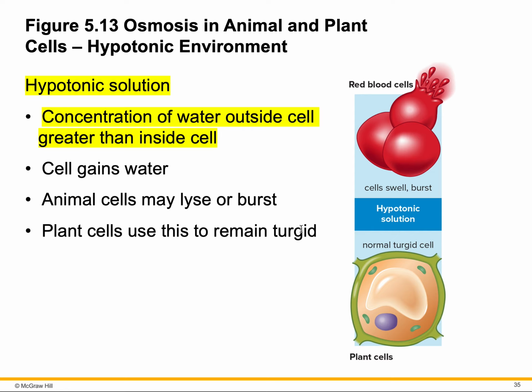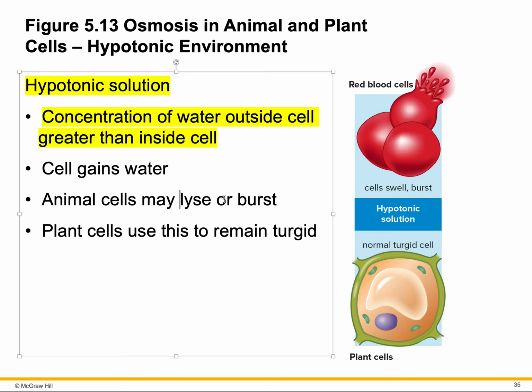Hypotonic means that there's more water. It says the concentration of water outside of the cell is greater than inside. So when there's too much water coming inside, the cell is going to get really, really big. A plant cell will not burst because it has the cell wall to protect it. But an animal cell, like a red blood cell, does not have a cell wall, and it has the potential to burst. The other word is lyse. So it may lyse or burst if it's in a hypotonic solution. A lot of people like to think of a hippo because hippos are big. Hypotonic, hippo, like really big fat cells that have the potential to burst.